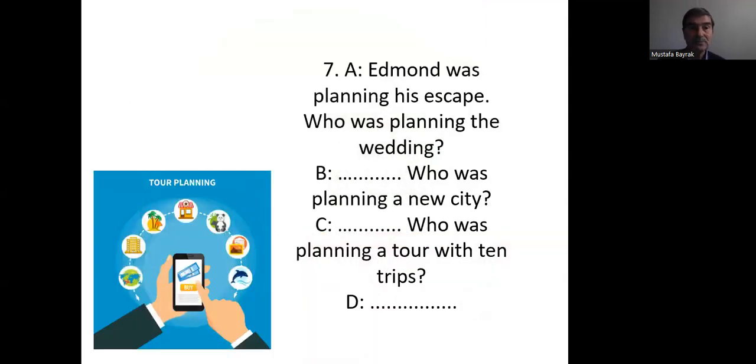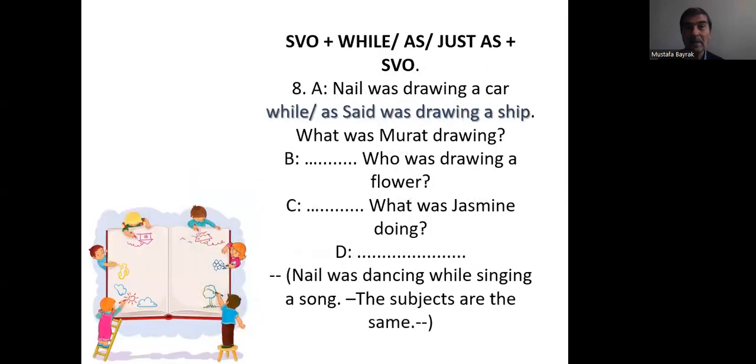Now, dialogue 7, tour plan. The image says tour planning, tour organizing. Edmund was planning his escape. Who was planning the wedding? Nancy was planning the wedding. Who was planning a new city as an architect? Yes, the young architect Joseph was planning a new city. Who was planning a tour with 10 trips? Yes, Mahmud Bey was planning a tour with 10 trips. Now, of course, it is okay.